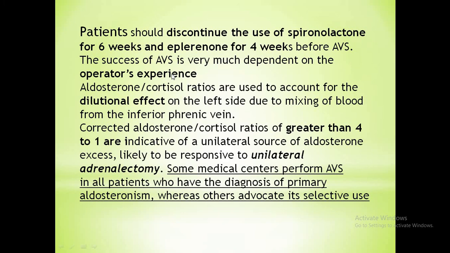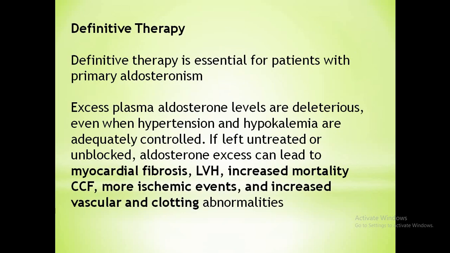If the AVS shows that the aldosterone cortisol ratio is more than 4:1, it's more suggestive of a unilateral source of aldosterone, and then go for the unilateral adrenalectomy. In some medical centers in the US, they perform AVS in all patients who have the diagnosis of primary aldosteronism, whereas in some they advocate its selective use.